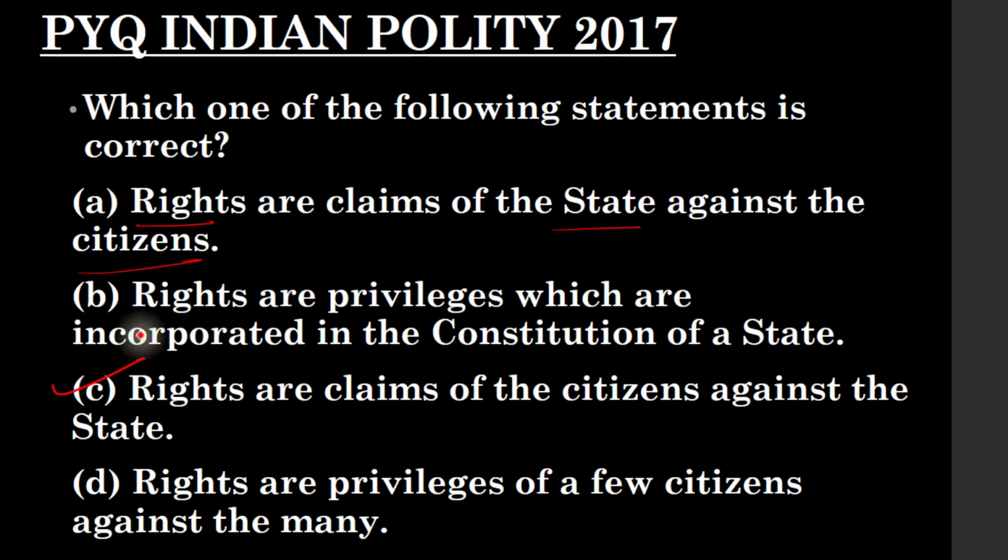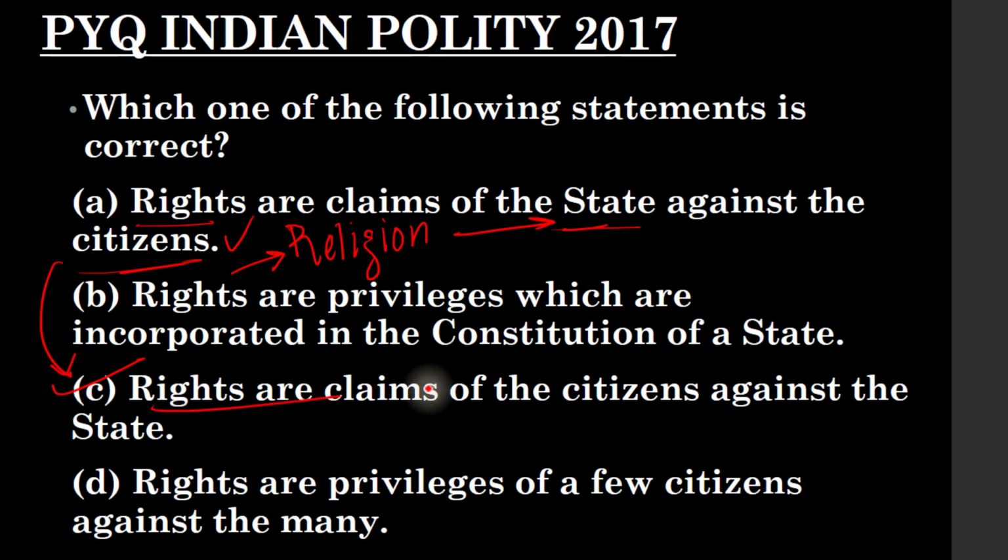Let's understand this with option A, which says, rights are the claims of the states against the citizens. This is simple. Who of the two, either the citizen or the state, would claim the right to freedom of religion? A citizen indeed would claim her right to religion against the state. Therefore, the statement C, that is the rights are claims of the citizens against the state, is correct.